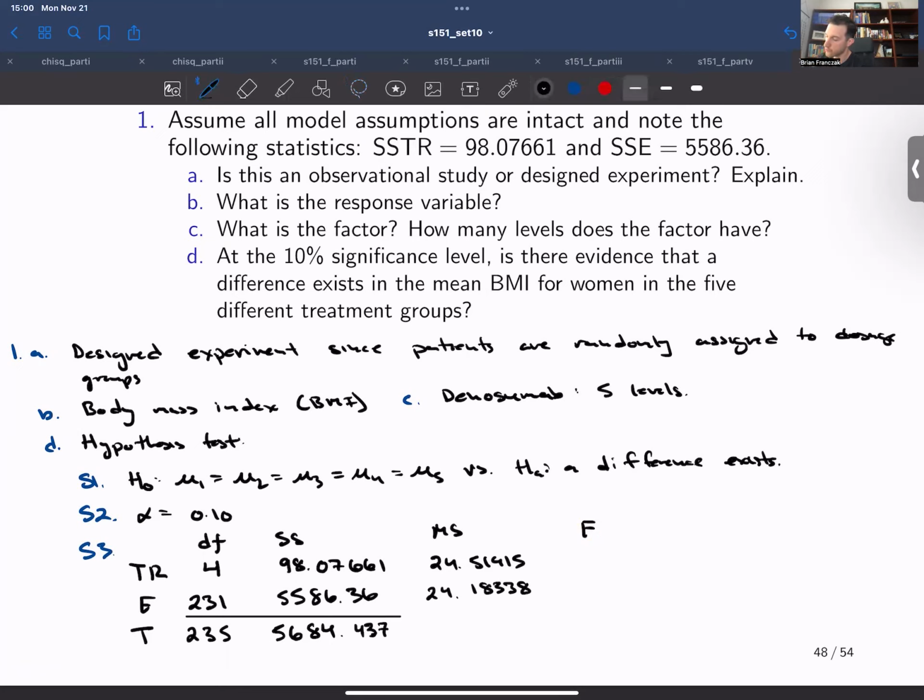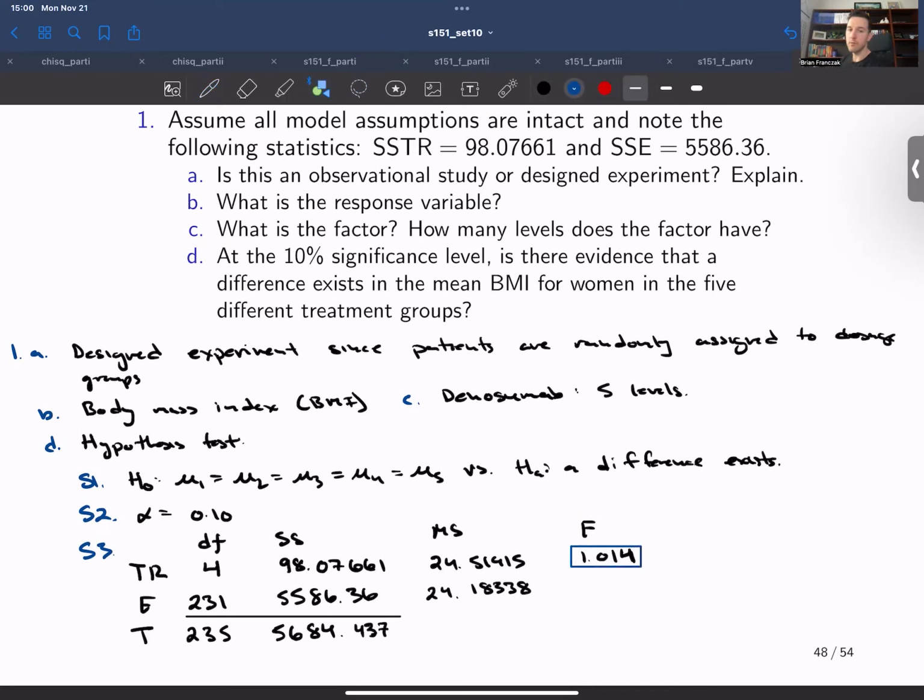The F value is found by taking the 2 mean squares and dividing them, specifically by taking the mean square treatment and dividing by the mean square error. So the F value is 24.51915 divided by 24.18338. So that's 1.014. And this quantity here is the test statistic.